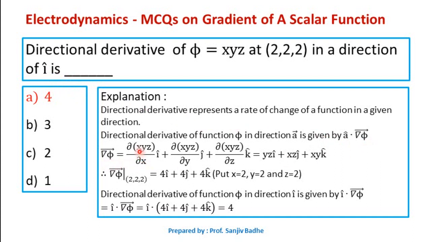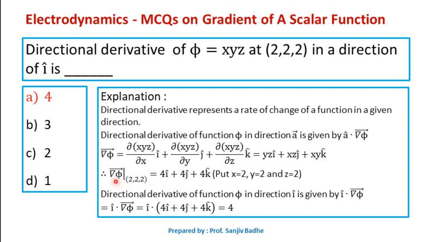So gradient of phi is del phi by del x i cap plus del phi by del y j cap plus del phi by del z k cap. So when you differentiate xyz with respect to x, we will get yz because y and z are treated as constants here. When you differentiate xyz with respect to y, then we will get xz, and when you differentiate xyz with respect to z, then we will get xy, and therefore gradient of phi can be written as yz i cap plus xz j cap plus xy k cap.